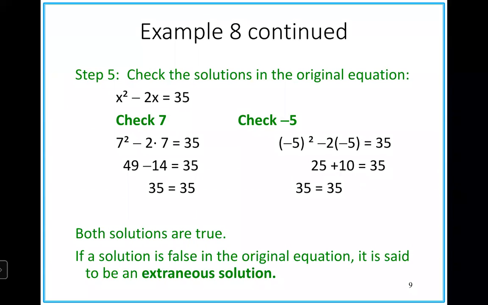All right, so I want you to try this one: x squared minus 6 equals 16. First, you're going to write it in the standard quadratic equation form. Then you're going to factorize it. Then you're going to solve. I'll give you a couple of minutes to do that.